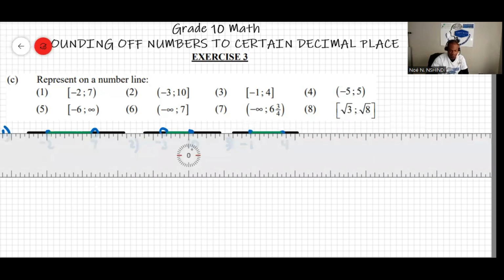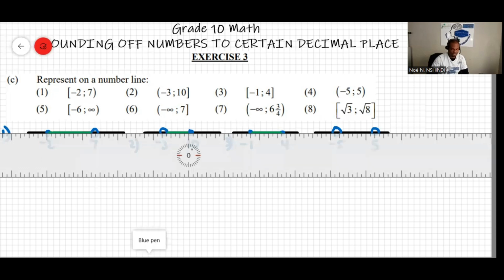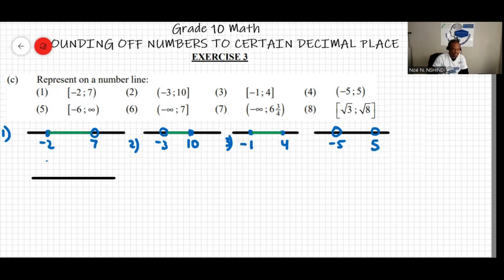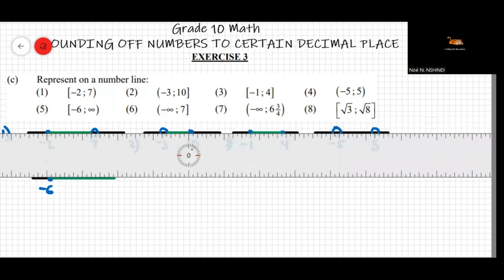Also for question 4, we do a similar thing. By -5 I put an open circle, and by 5 I put another open circle, because we have round brackets. And then the next question will be question 6. I draw my number line, from -6 to infinity. By -6 it's a square bracket, so I put a closed circle, and then it goes on to infinity.